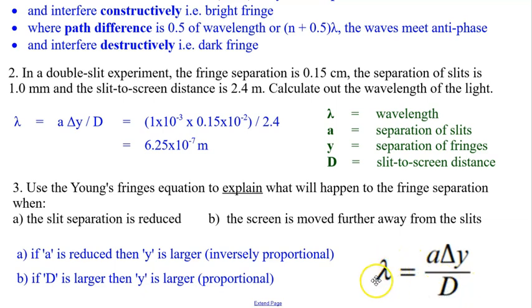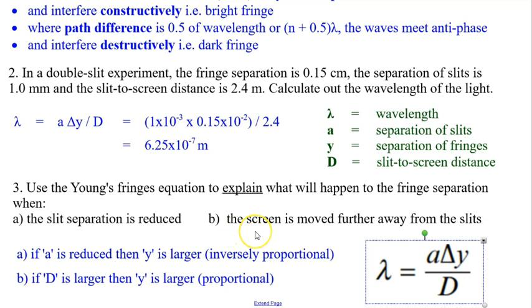The wavelength certainly doesn't change. So if I reduce a, if I make that smaller, in order for both sides to balance, I'd have to increase the delta y, which is what happens. So your explanation could make reference to this formula here. So it's a good idea to keep a as small as possible, because that gives you a larger fringe separation, which is easier to measure.